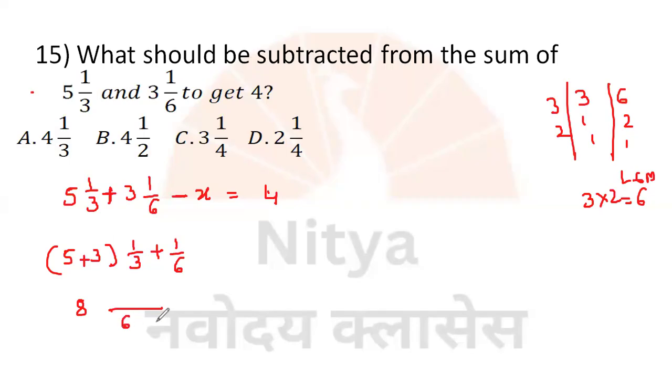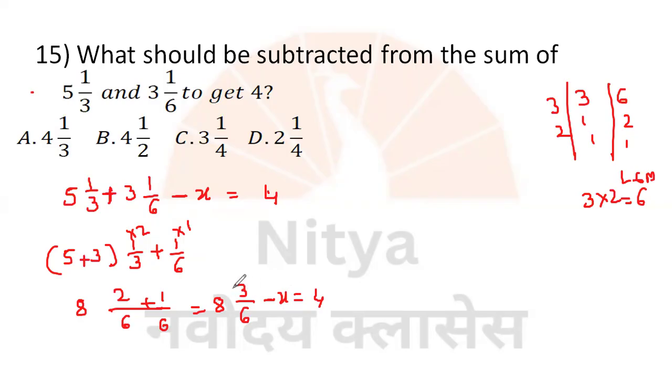So we have to take 6 here and 6 here, and plus 3. We have to divide the LCM by the denominator. So 3 2s are 6 and 6 1s are 6. So 2 1s are 2 and 1 1 is 1. Okay, so what do we get? 8 and 2 plus 1, that is 3, 3 by 6. Okay, we get 8 and 3 by 6 minus x equal to 4.